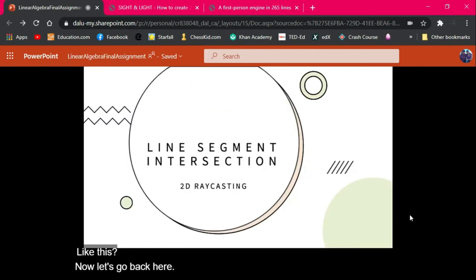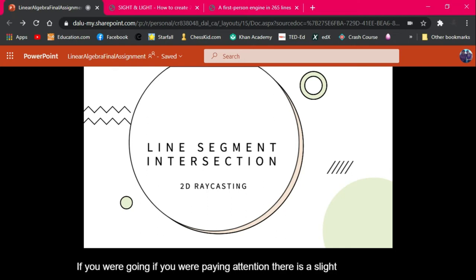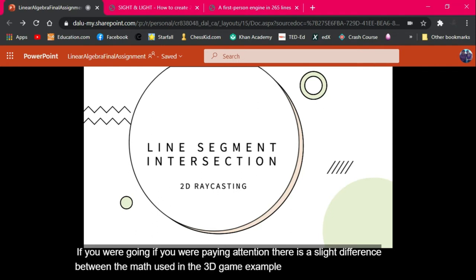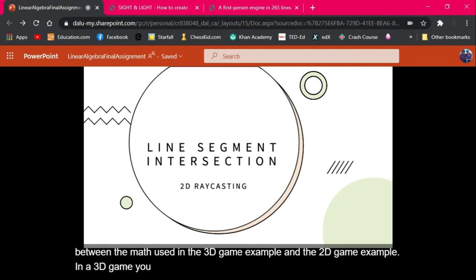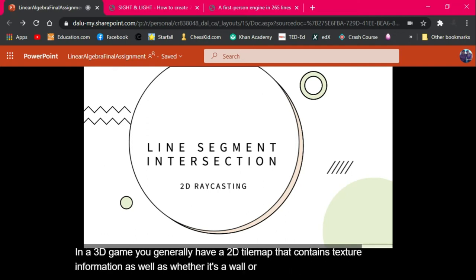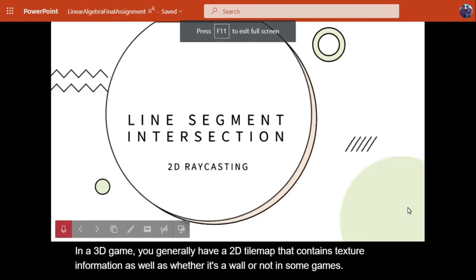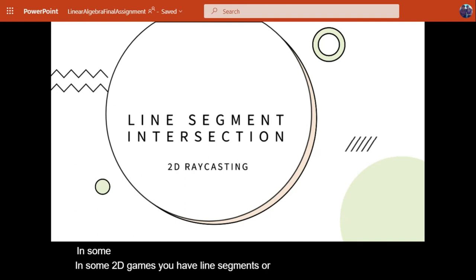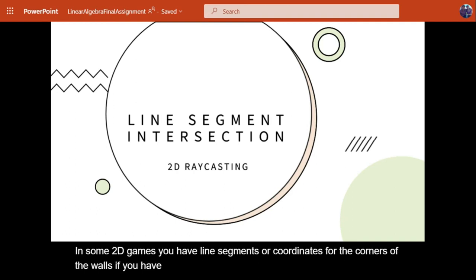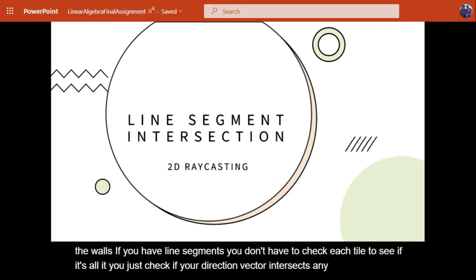Now, if you were paying attention, there is a slight difference between the math used in the 3D game example and the 2D game example. In a 3D game, you generally have a 2D tile map that contains texture information as well as whether it's a wall or not. In some 2D games, you have line segments or coordinates for the corners of the walls. If you have line segments, you don't have to check each tile to see if it's solid. You just check if your direction vector intersects any of the line segments. Let's look at this in detail.